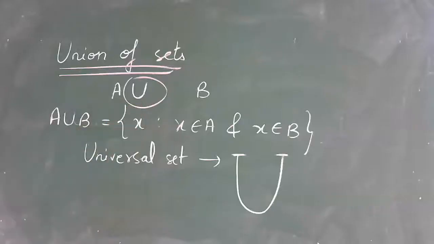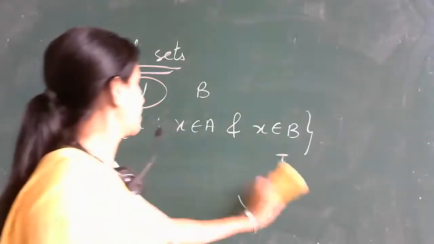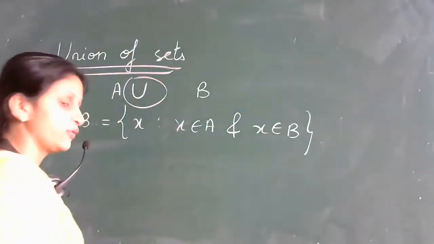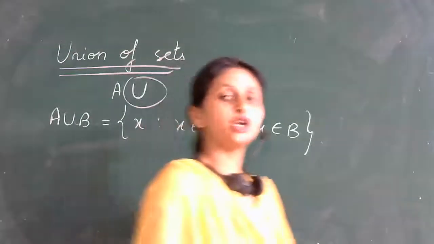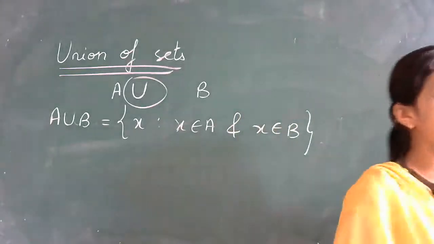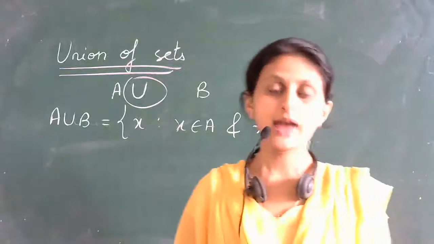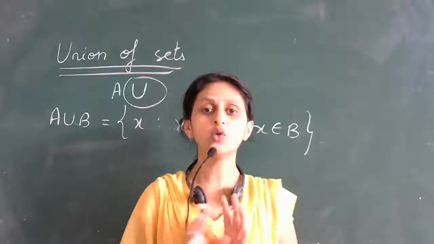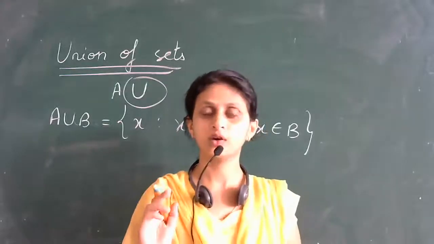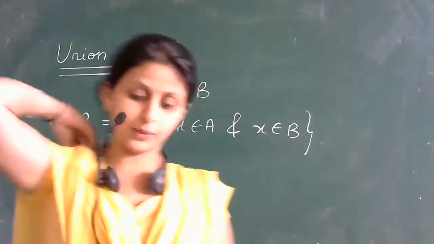Okay? So union, we have already studied what it is. If we have 2 sets A and B, the union of A and B will include all those elements which are in set A as well as in set B. And one thing is important, that no element is repeated. Okay? No element should be repeated.